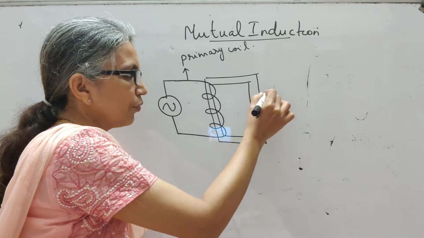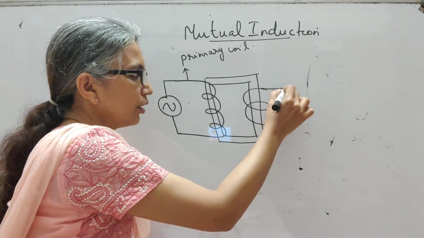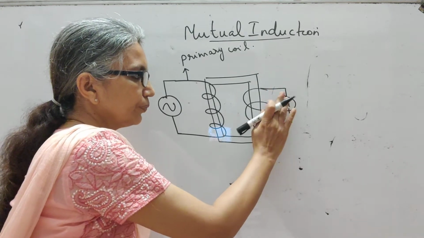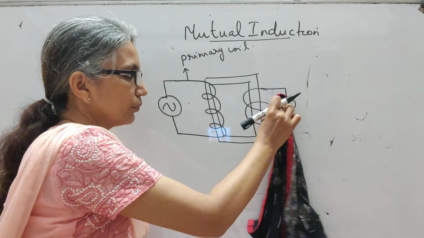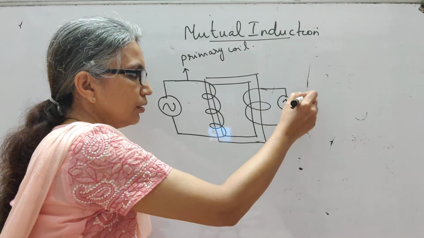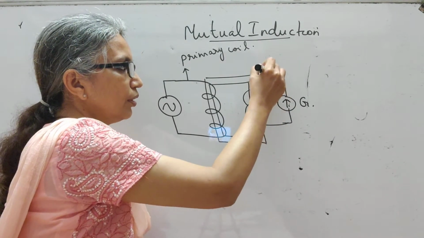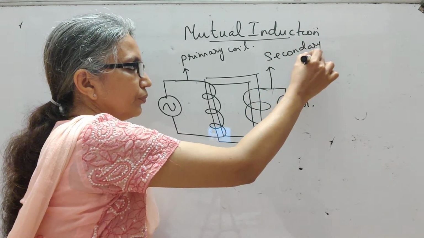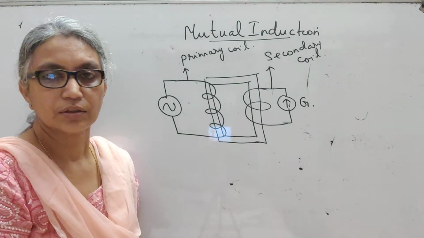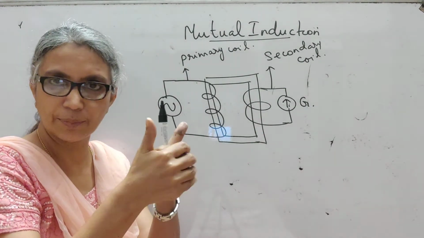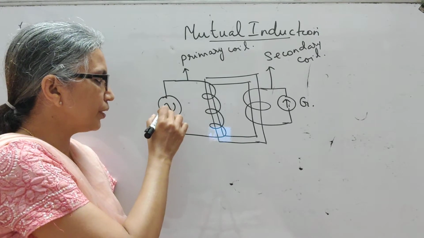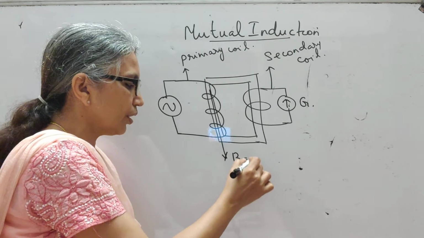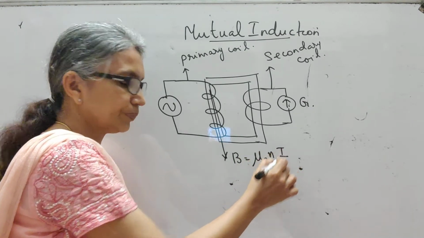And on the other arm of the core, I am winding another coil to which I am connecting a galvanometer. A galvanometer here. And this coil is called the secondary coil. So these two coils are wound on the same core, and the magnetic field here, as you know, is given as mu0 n I.